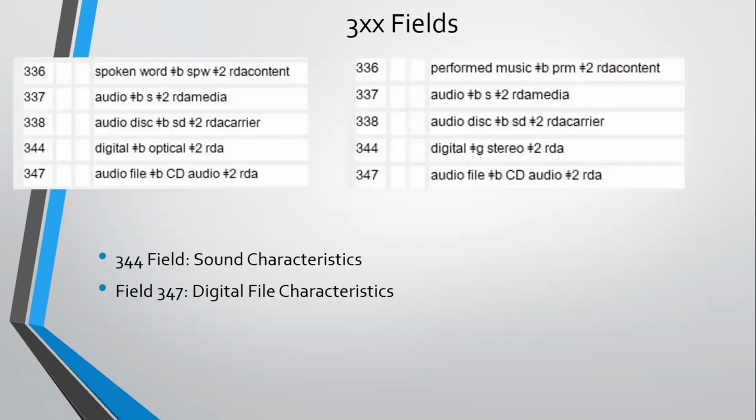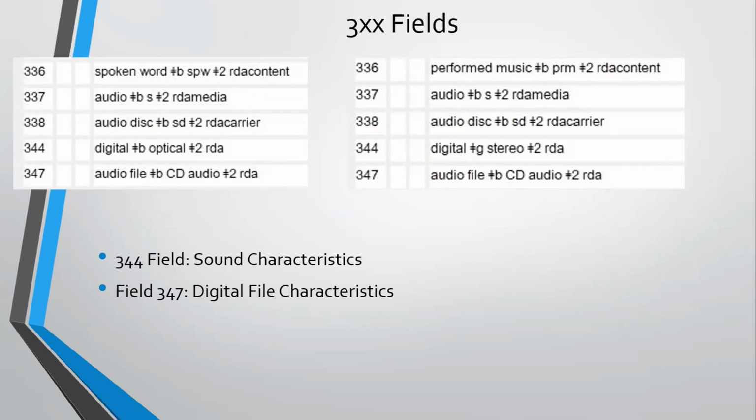All right, so moving on to the other 3XX fields. You can repeat actually all of these if you have more than one carrier type. And like we said before, that happens a lot with audio recordings. And you can see in MLA, they have a lot of examples of that as well, of these multiple fields being repeated.